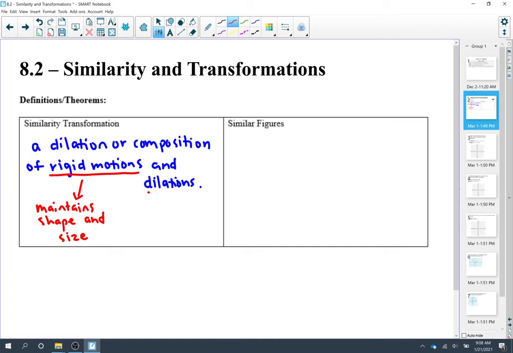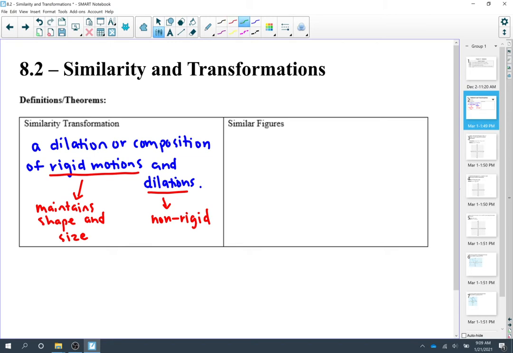Now, a dilation, that is not a rigid motion. That is called a non-rigid motion. And the reason is because a dilation is then going to take something and make it either larger or smaller, which does not maintain the shape and the size. It would maintain the shape. It would still be a triangle, but it's either going to make it larger or smaller. So a similarity transformation is a transformation in which you have rigid and non-rigid motions taking place together.